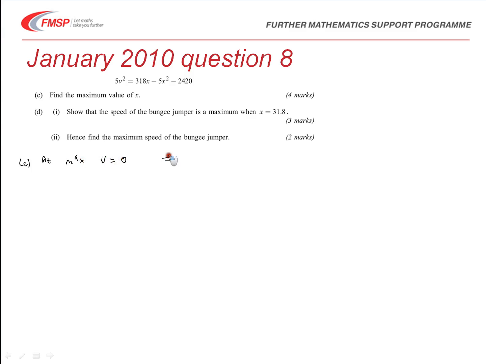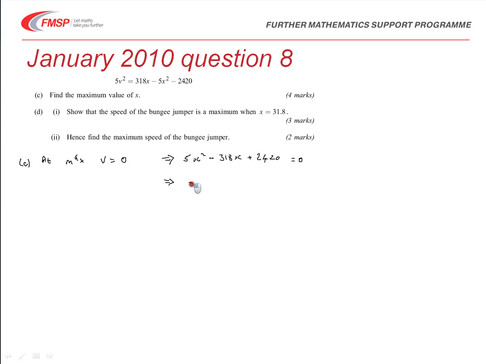which in turn implies that 5x squared minus 318x plus 2420 must equal 0. It's then up to you as to what method you use to solve that quadratic. Probably have to apply the formula.